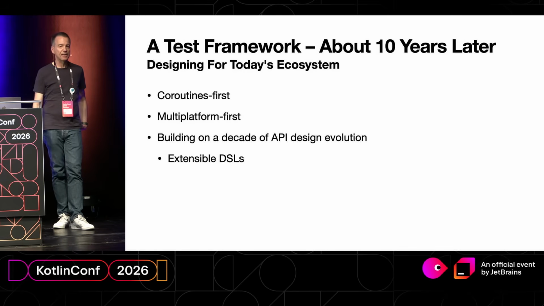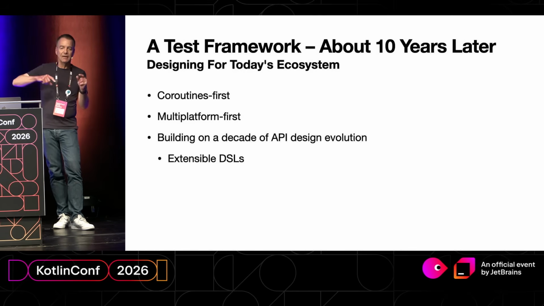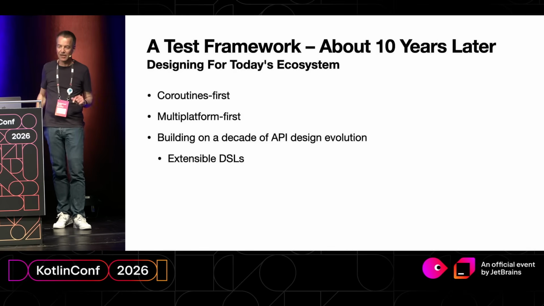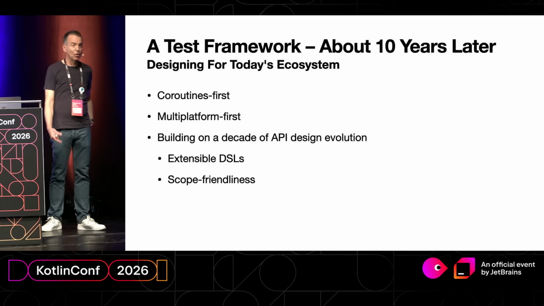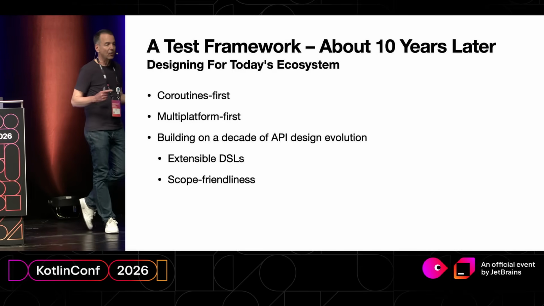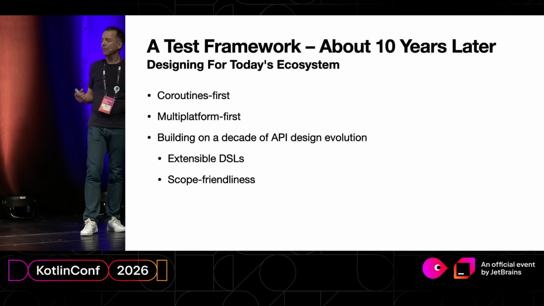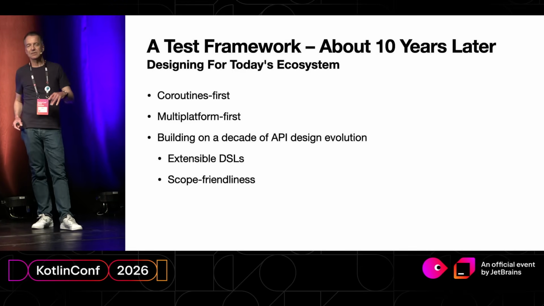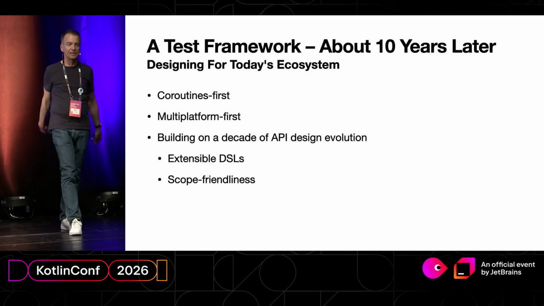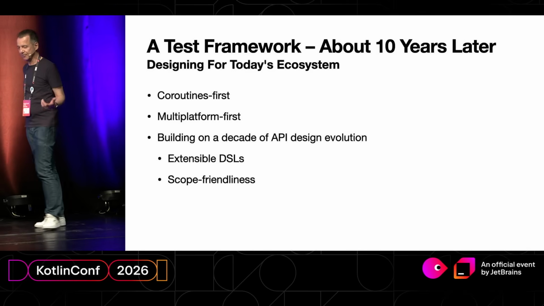That means we would expect extensible DSLs from a test framework and not these class, method, structure things that are hard to extend or not at all. And we would expect scope friendliness. These before-after methods don't match well what we do in Kotlin. A simple thing we can't just do with these before-after methods is insert a coroutine context element, because we have no scope.